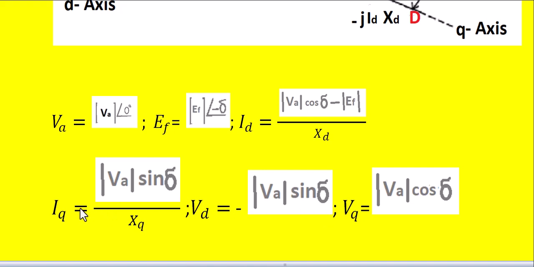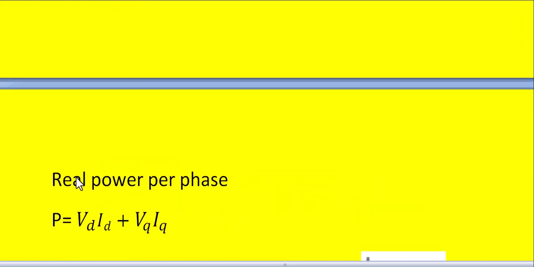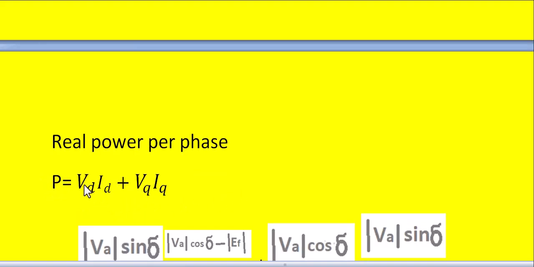Similarly, it is possible to calculate IQ, that is VA sin delta divided by XQ, and VD is equal to minus VA sin delta. Similarly, VQ is equal to VA cos delta. Once all these parameters are known, it is possible to calculate real power per phase using the formula P is equal to VD ID plus VQ IQ.